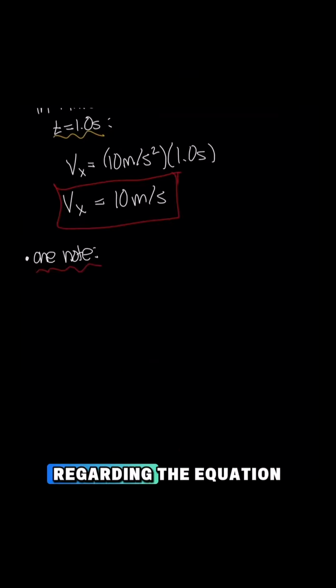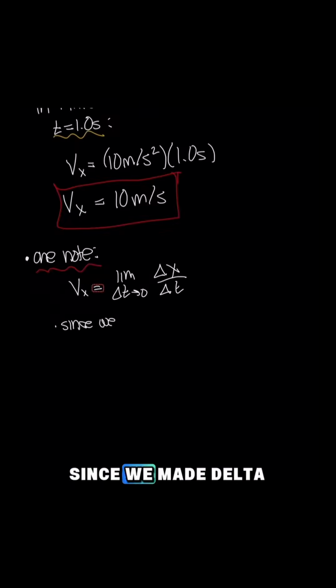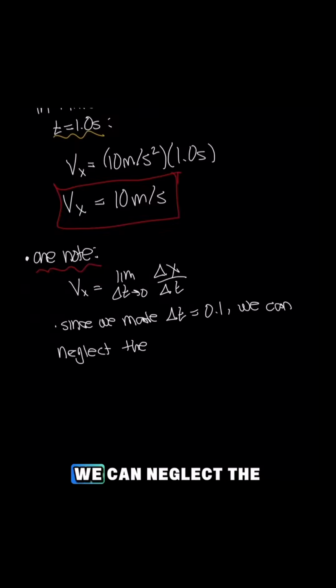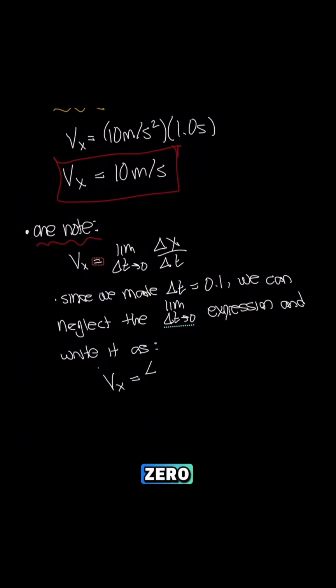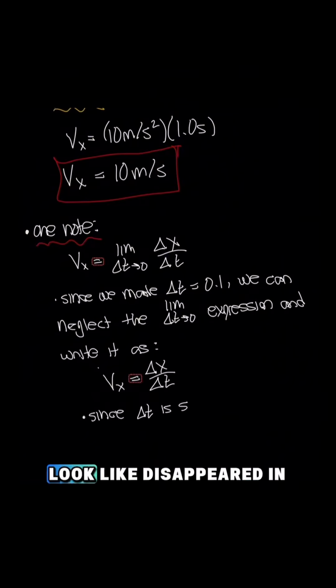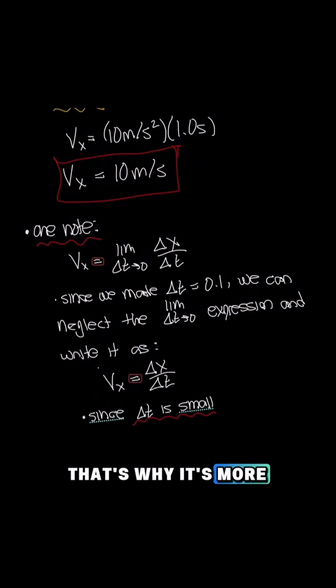And then I just have one note regarding the equation with the limit. Since we made delta t equal to 0.1, we can neglect the limit as delta t goes to 0 because delta t is small. So if it just looked like it disappeared in our example, that's why. It's more just a formality.